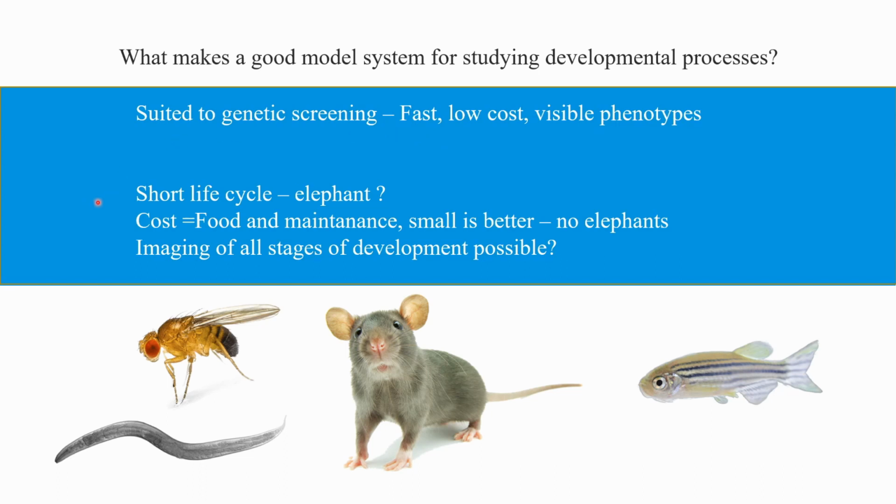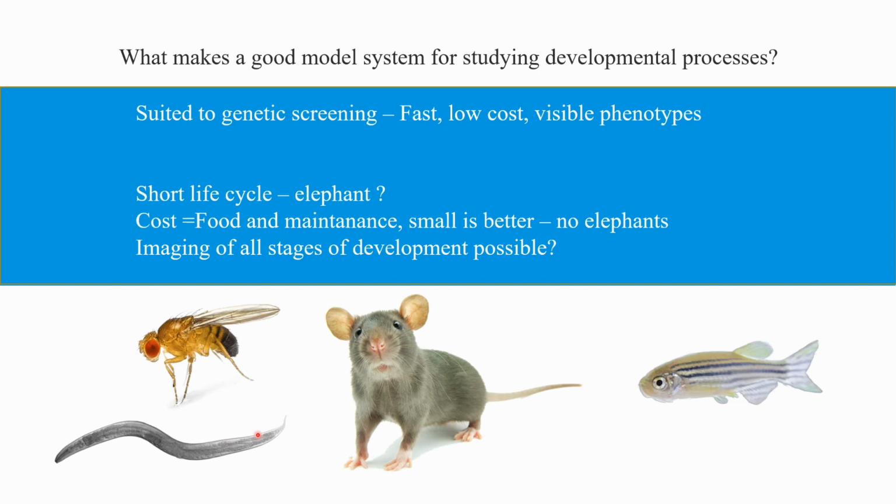And then you can think, okay, well, what's a short life cycle? Would you think an elephant has one? It lives for 90 years or something? And no, not really. So that's why we tend to work with smaller animals. The fruit fly has been a very popular favorite, but also the worm, C. elegans, Caenorhabditis elegans. These are both invertebrates, right?